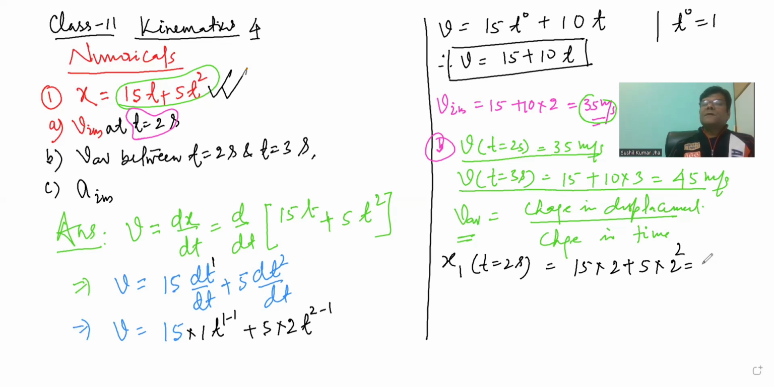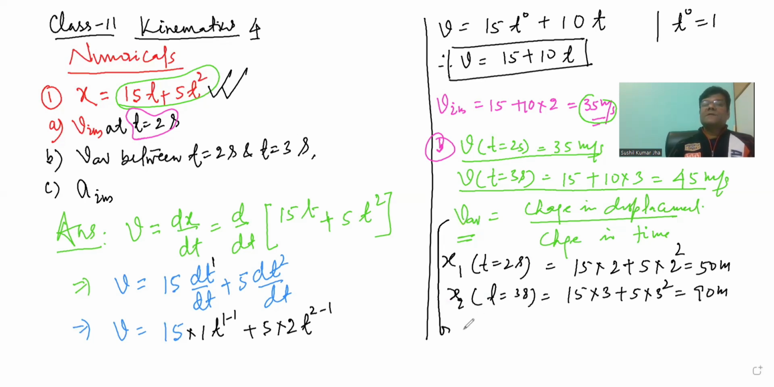So 30 plus 20 is 50 meter. And x2 when time is 3 seconds. So simply in the equation, we'll be putting 3. 15 into 3 plus 5 into 3 square. So 15 times 3 is 45, plus 3 times 3 is 9, 5 times 9 is 45. So 90 meter. Now average velocity.